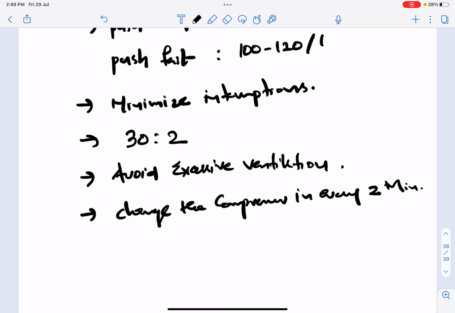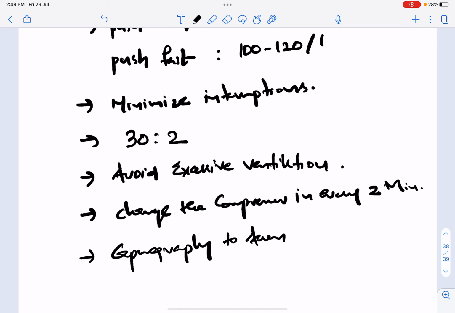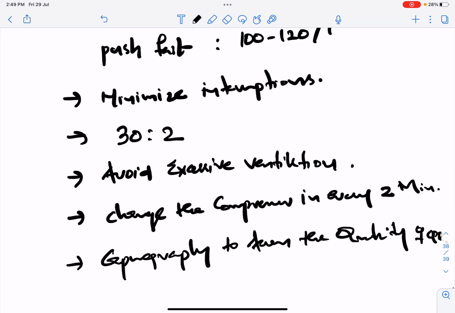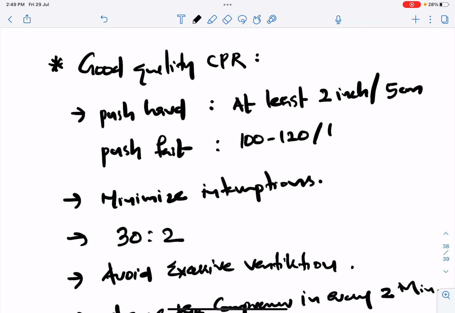Okay, and you can use capnography to assess the quality of CPR. Persistently below 10 mmHg of EtCO2 in the capnography shows poor quality CPR. So these are the features of good quality CPR.